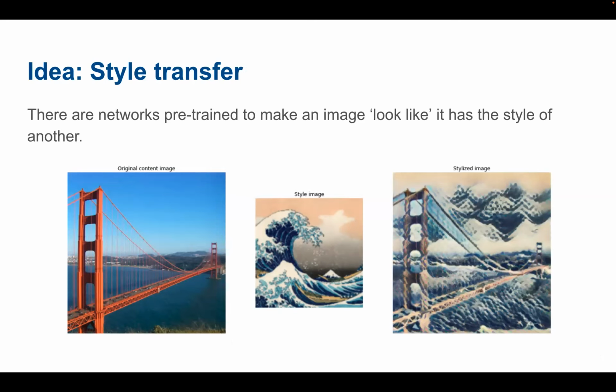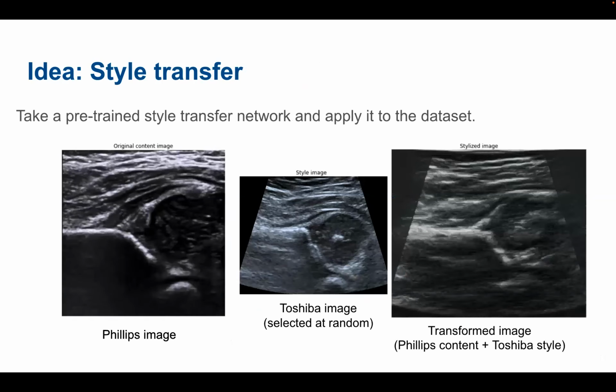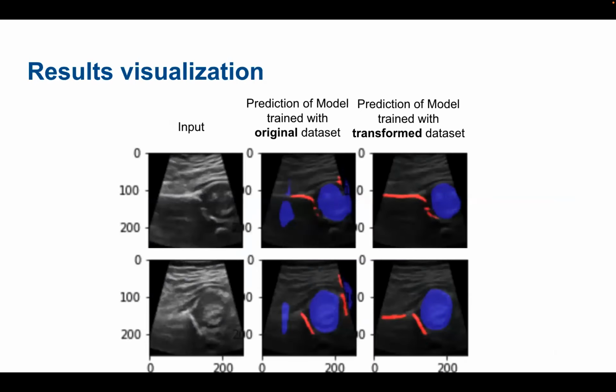What if we do something similar here? For example, we take the Philips image, and that will determine the content. Then we take the style image, that is one image from the Toshiba dataset, and then we transfer the style from one to the other. Does this work? It turns out that it did. For example, before making the change, the same algorithm, the same data, just making the style transfer, that is the only difference.